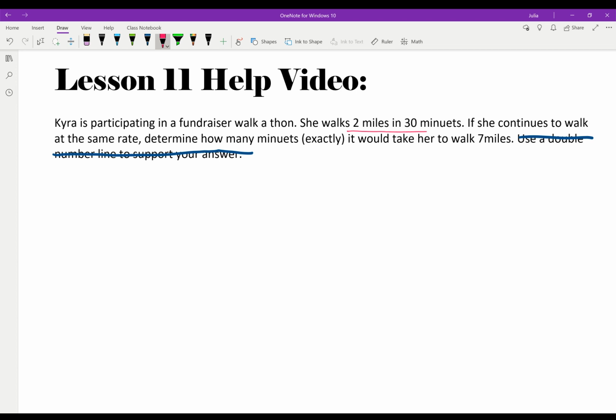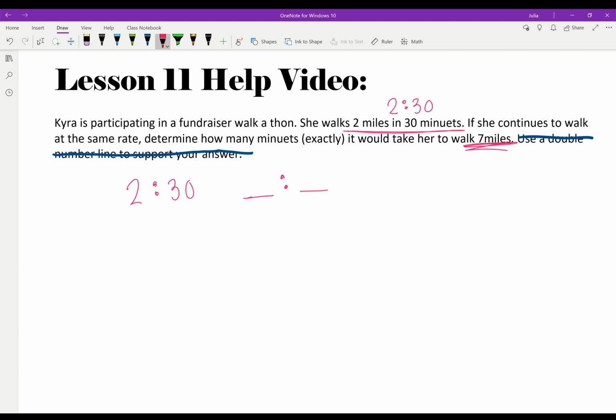So we have our first ratio right here, and our ratio is 2 to 30 of miles to minutes. So I'm going to go ahead and write that again down here, 2 to 30. And then I'm going to make this equivalent to if she walks 7 miles. So I got is equivalent to blank to blank.